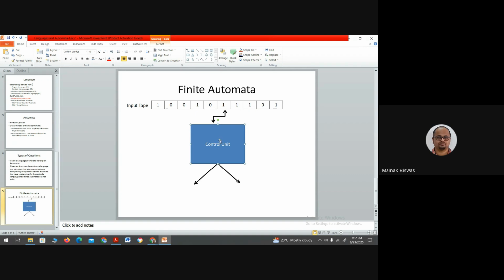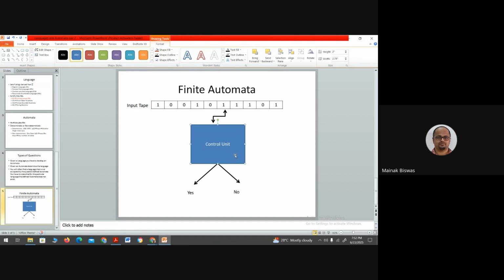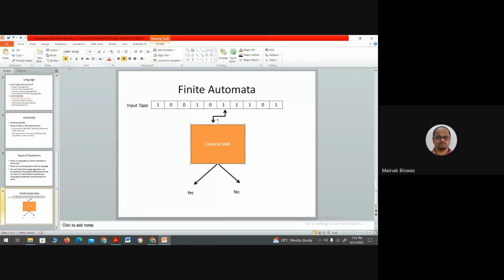So the control unit, in a finite automata, states whether the particular string will be accepted or not, right? So this is what you can call a finite automata. So what is the major difference between this finite automata? Why am I calling it the most simplest one? Any answer?